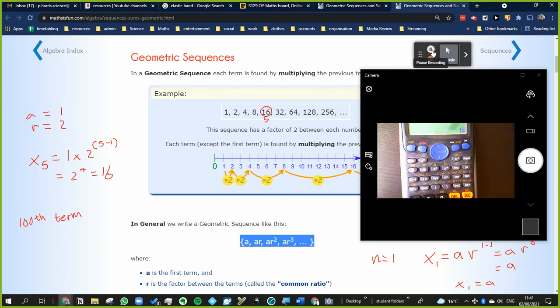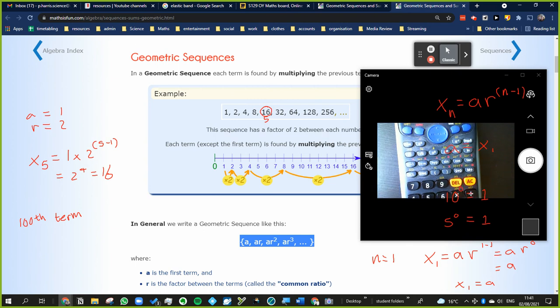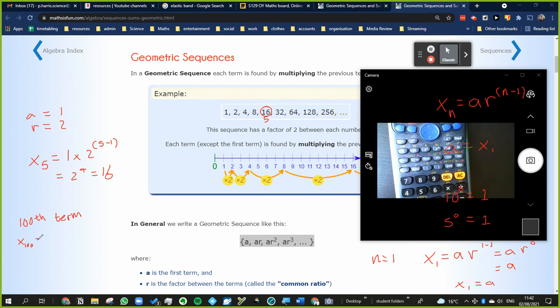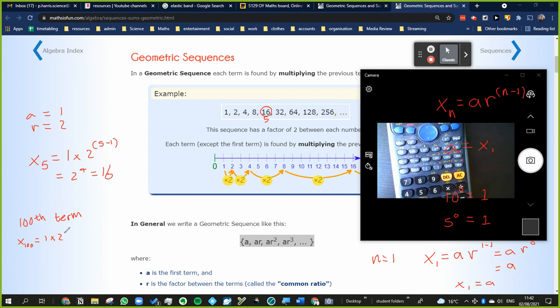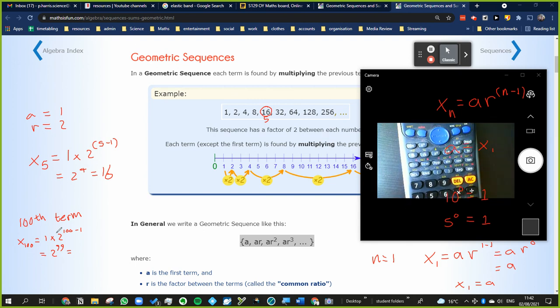Okay, so I've got my calculator here, so I can show you how I would do this. The 100th term, let's work out what the formula is going to be first. So x100 is going to be equal to a, which is 1 in this case, times r, which is 2, to the power of n minus 1. Now that is going to be 100 take away 1. So that's just going to be 2 to the power of 99. It's going to be a very big number because we're going to be timesing 2 by itself 99 times.